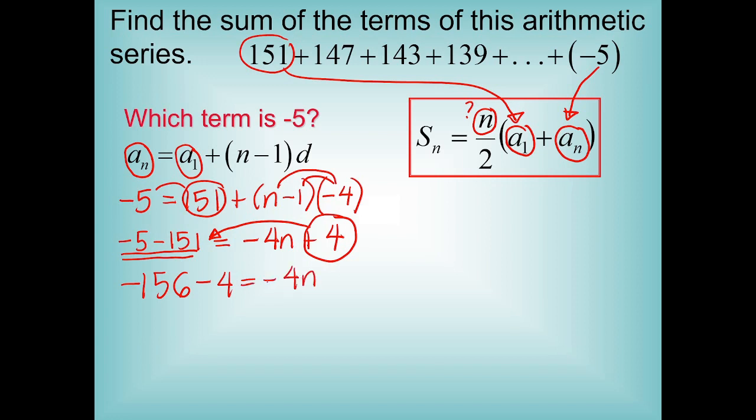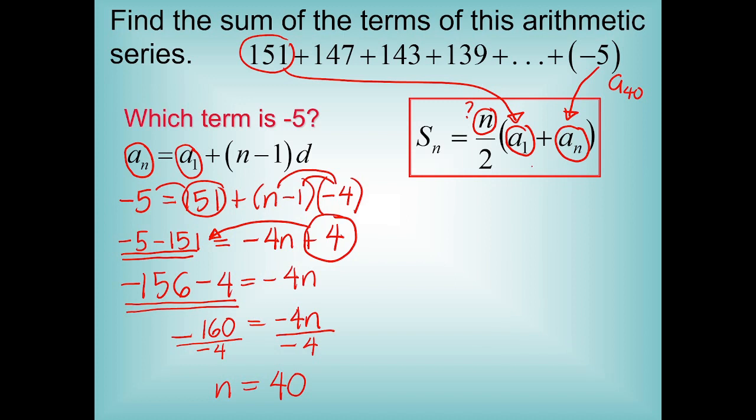And then let's combine these two again. How much is this? Negative 160 is equal to negative 4n. What will you do next? Okay, very good. Divide both sides by negative 4. So what is the value of n? Is it negative 40 or positive 40? Positive 40. So meaning, negative 5 is the 40th term.